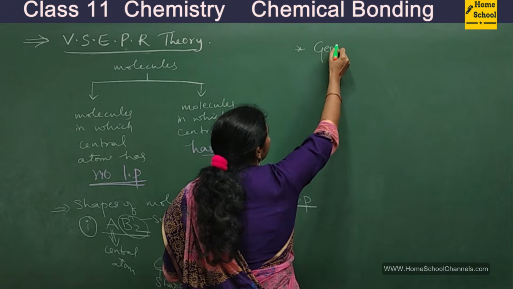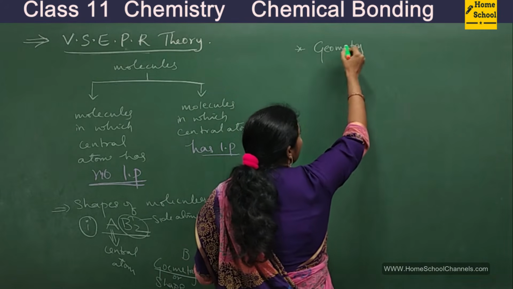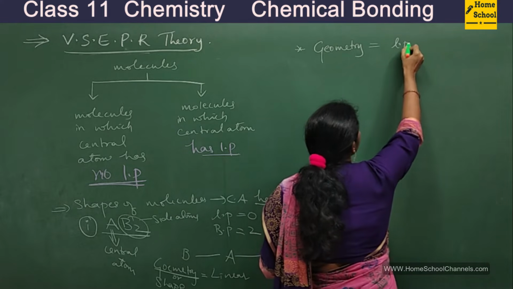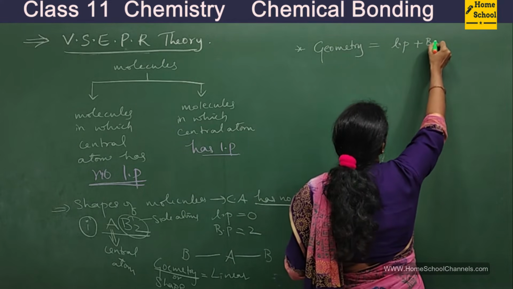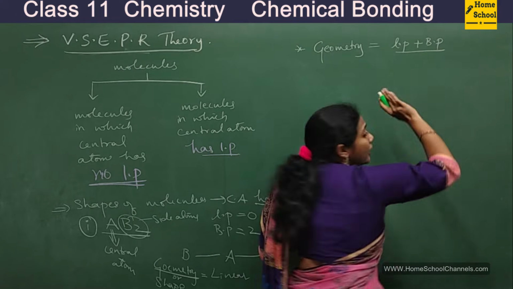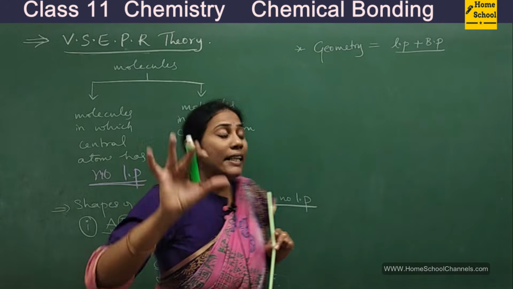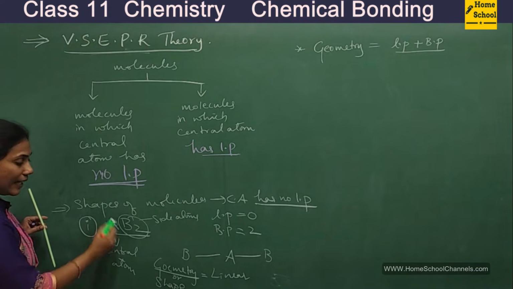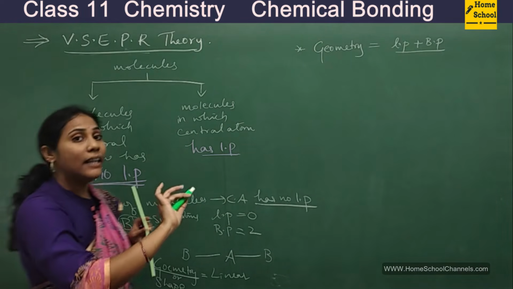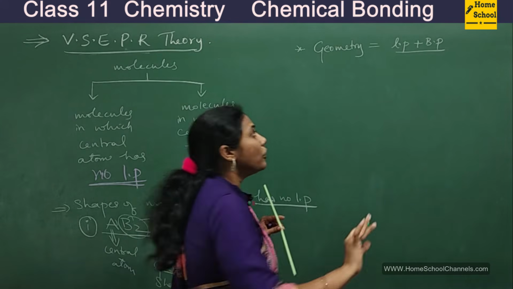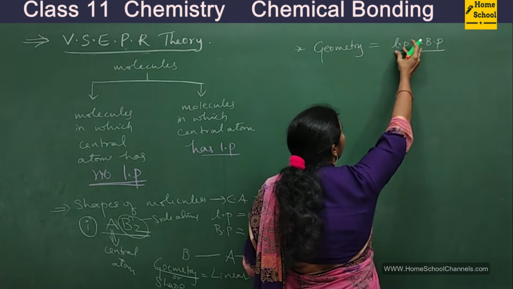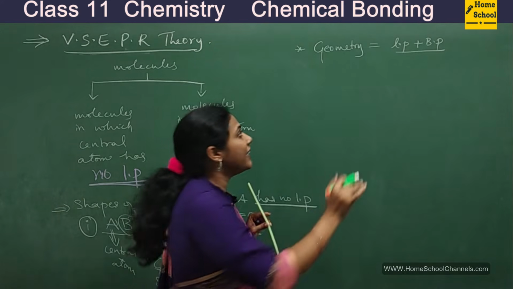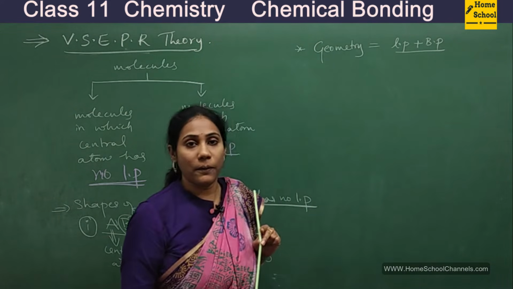So for telling geometry, you should consider both lone pairs of electrons and bond pairs of electrons. You should consider the total number of electron pairs present around the central atom. It can be a lone pair or a bond pair. So the number of lone pairs and bond pairs together will decide the geometry of a molecule.